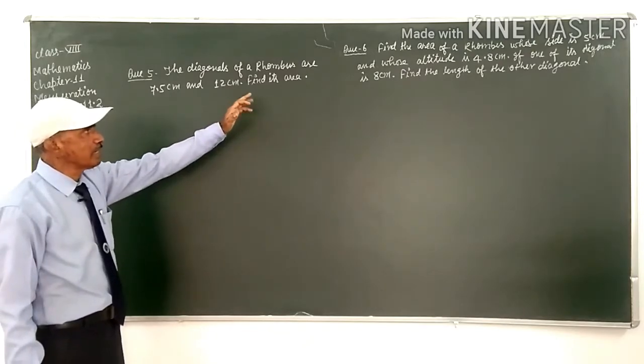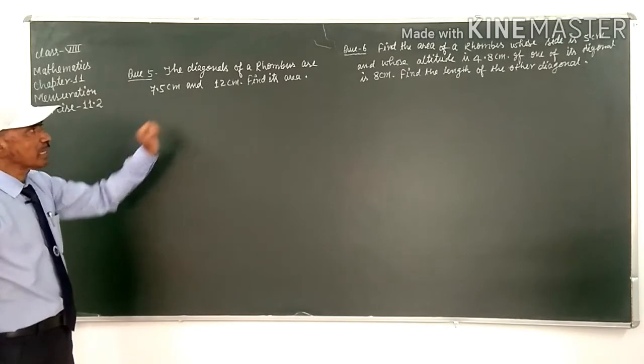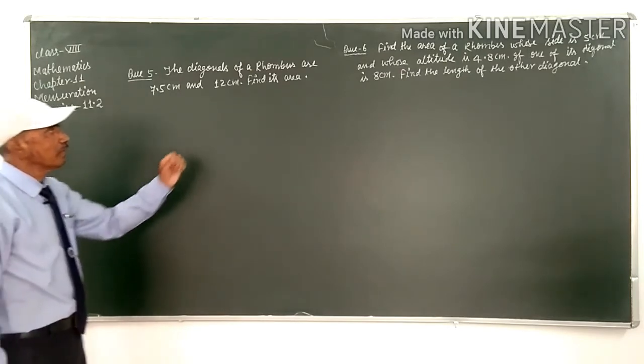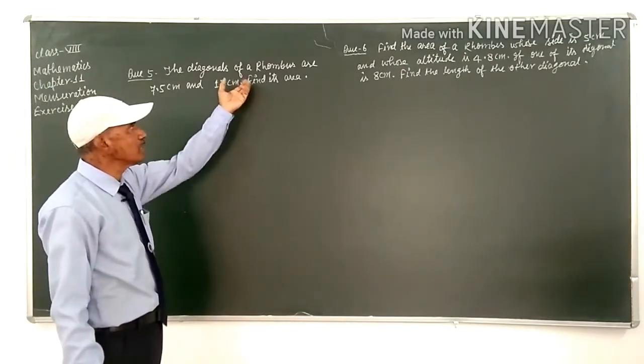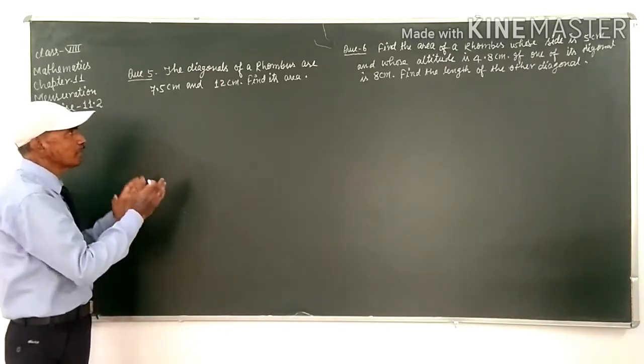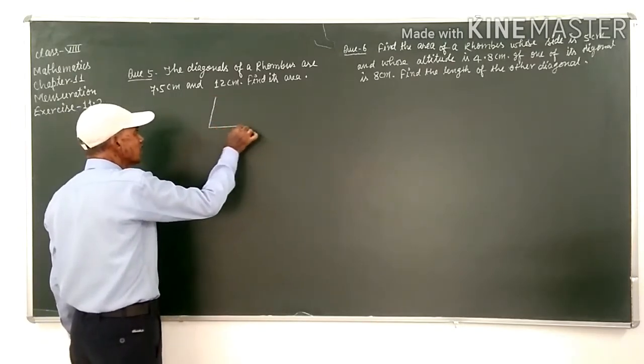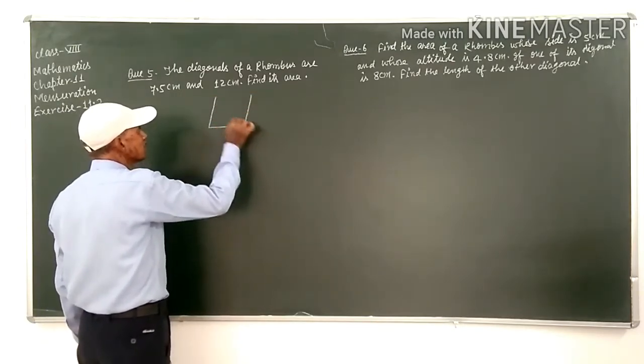centimeter. Find its area. Students, the diagonals of the rhombus are given here and we have to find out the area of this rhombus. So first of all we have to make the figure. Clear? So this one is a rhombus.